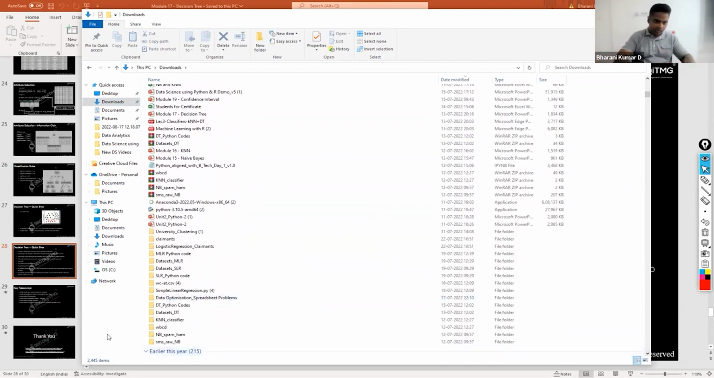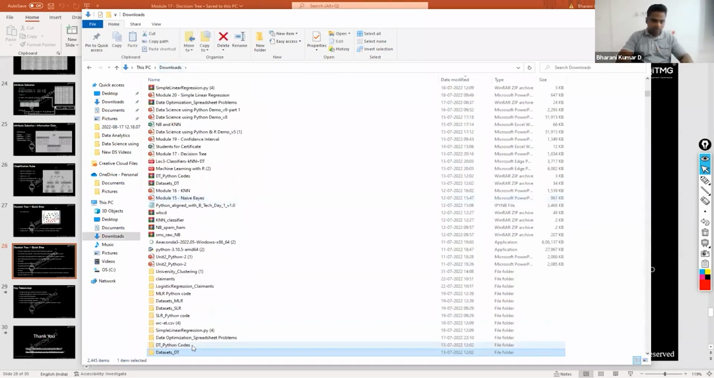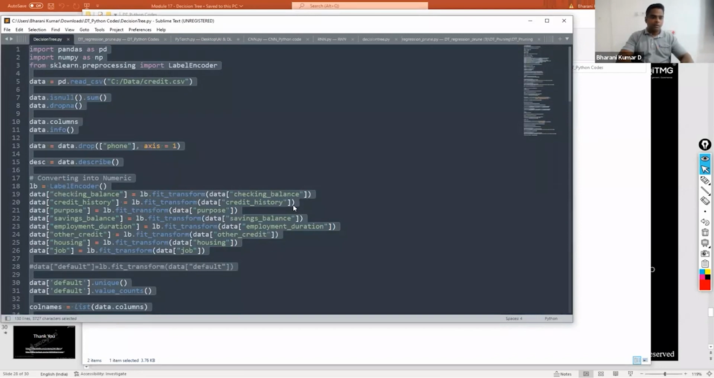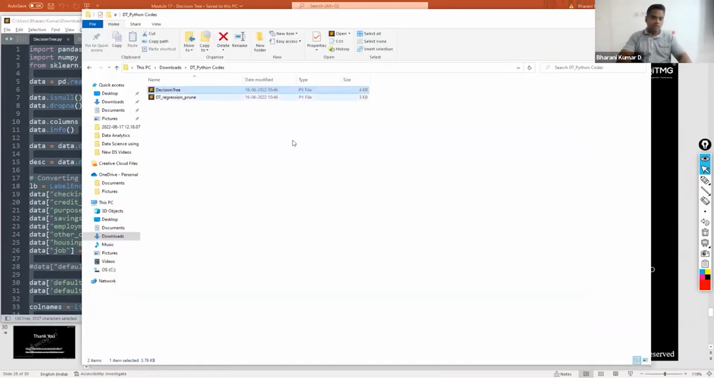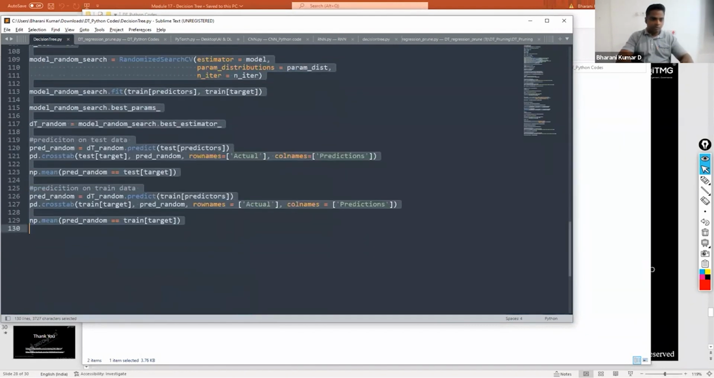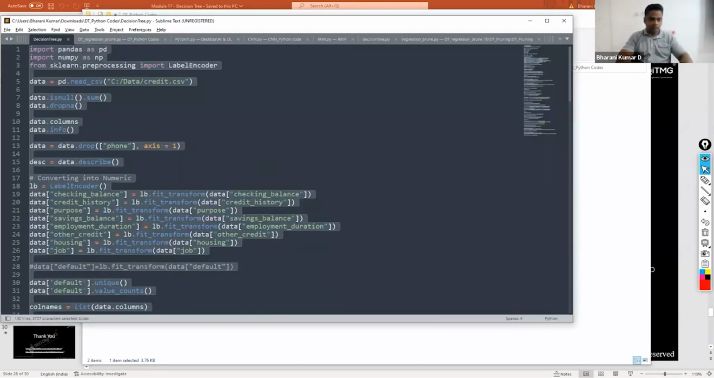Here we have decision tree code and decision tree datasets. There are two use cases here. Both of those we'll discuss. One is for classification, another is for regression. So in this case, the output variable will be categorical.